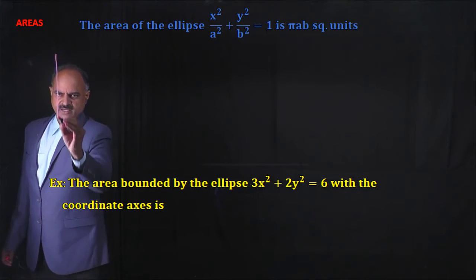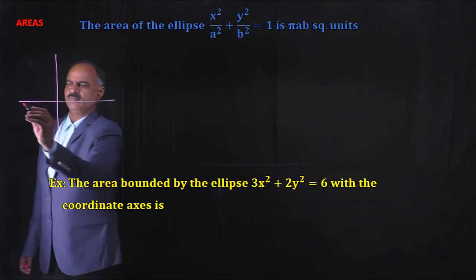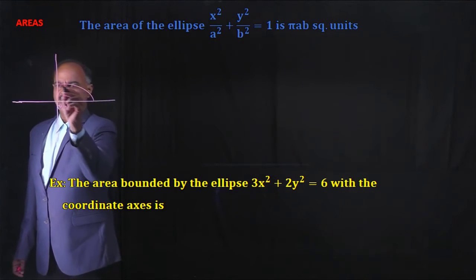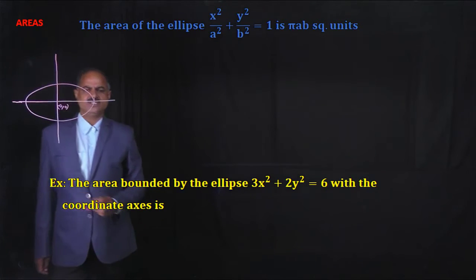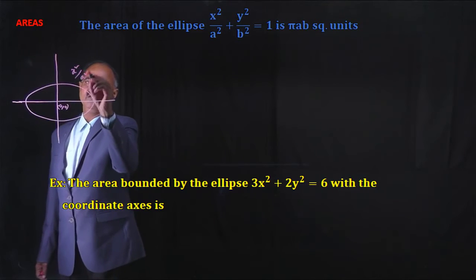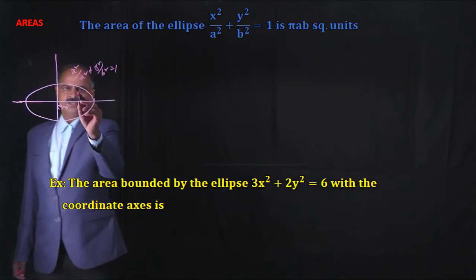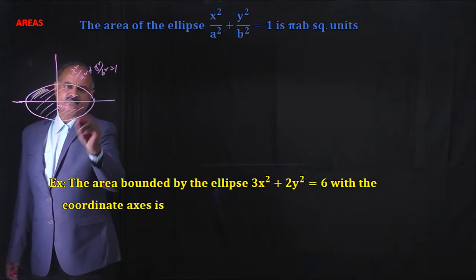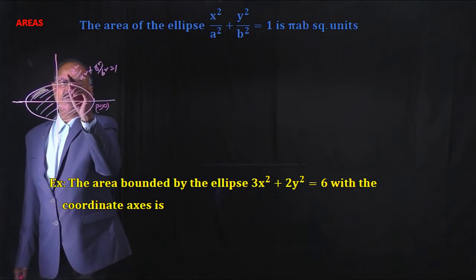So this is the y axis and this is the x axis. This is the origin 0, 0 and this is the ellipse. Here this is x square by a square plus y square by b square is equal to 1, the ellipse. So this is the required area. So here this is (a, 0) and this is (0, b).